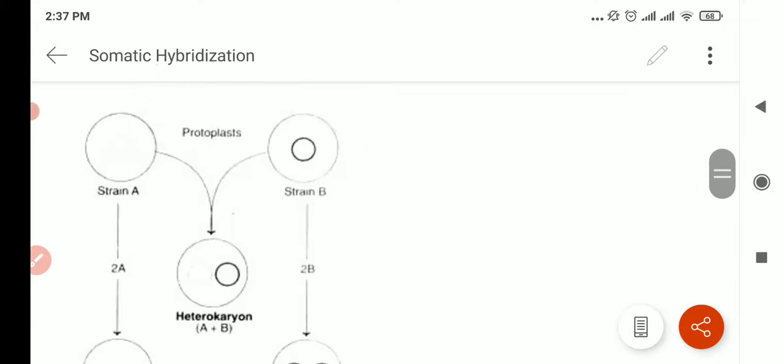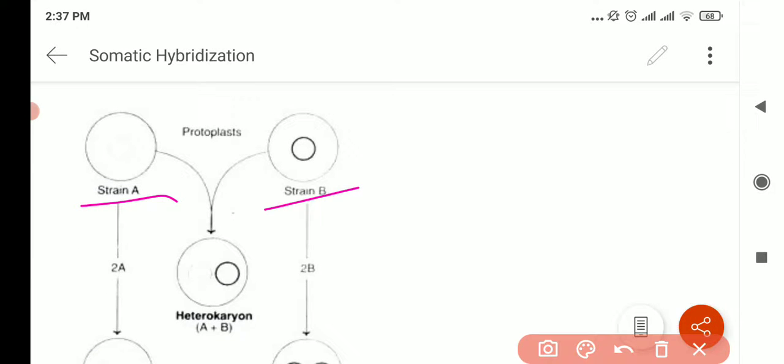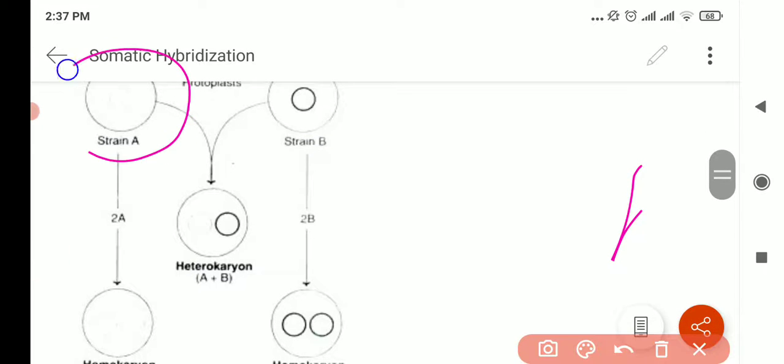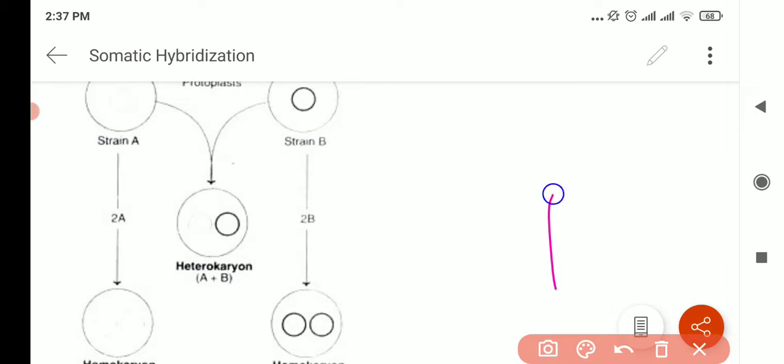So this is the difference between homokaryons and the different types. You've fused strain A and strain B. Here in strain A, they have removed the nuclei. Here they want only the fusion of the cytoplasm. They don't want the fusion of the nucleus. So you are getting the heterokaryon with the nucleus of B, but the cytoplasm of A and B. So here neither of the nuclei have fused.